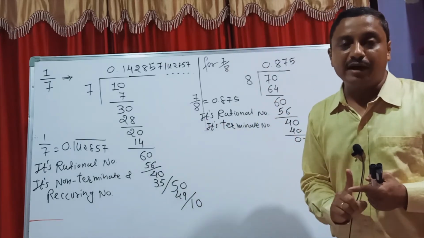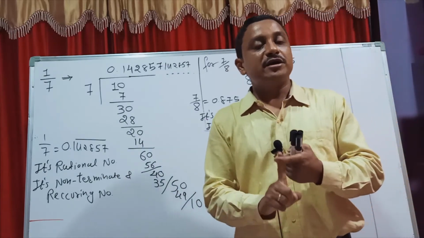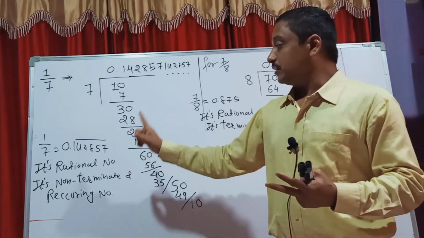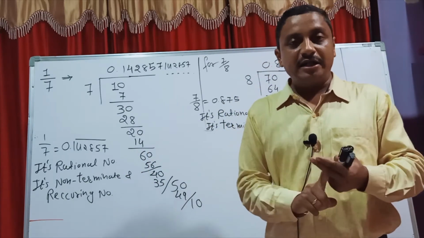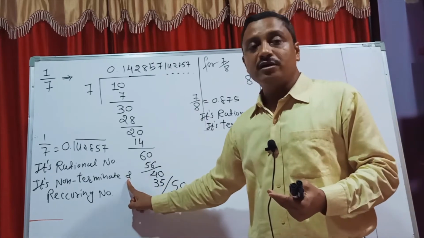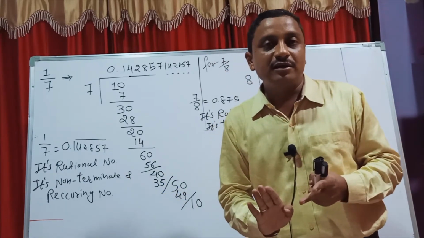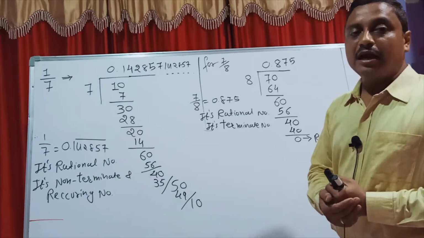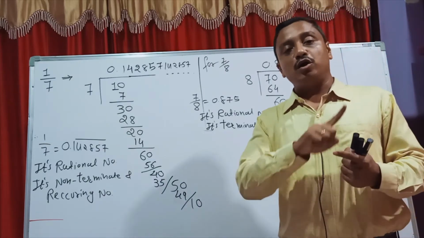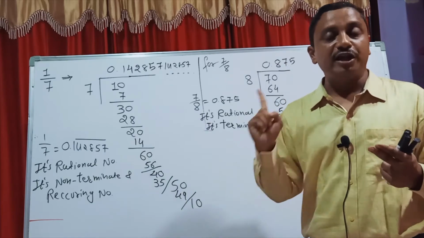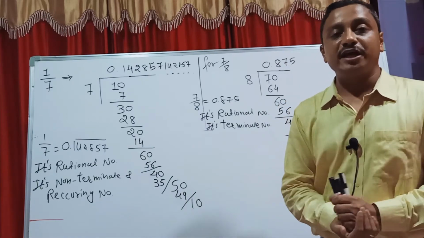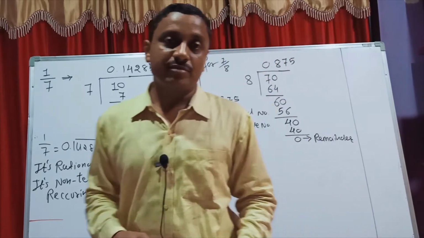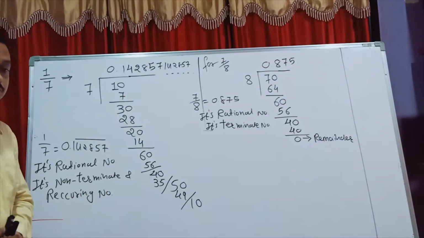One more time, repeat: a number having a decimal that terminates is a rational number. If a number is non-terminating but recurring, then it is also called a rational number. And last, if a number is non-terminating and non-recurring, then you can say it is an irrational number. Yes, properly right.